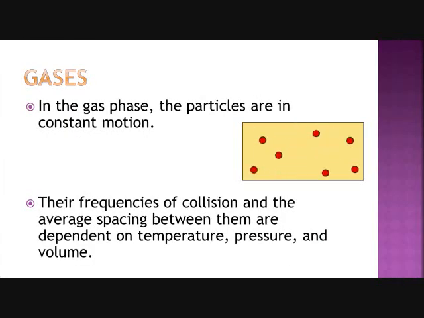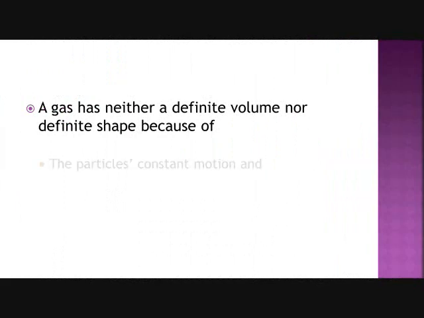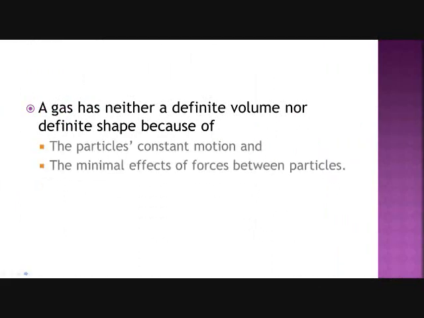And last but not least, gases. So particles in the gas phase are in constant motion and they're freely moving. Do you notice how they're not really close to anybody? The frequencies of collision and the average spacing between them are dependent on things like temperature, pressure, and volume, all of which we get into in 3.4, but not in this part. A gas has neither a definite volume nor a definite shape because A, the particles are in constant motion, and B, there are minimal effects of forces between the particles.